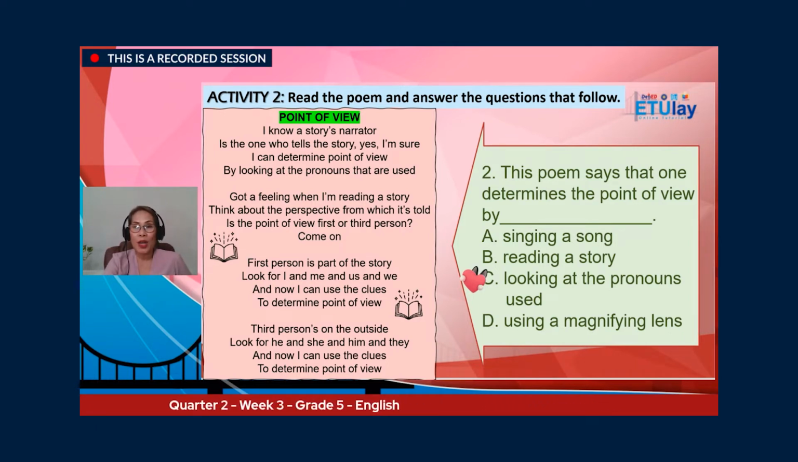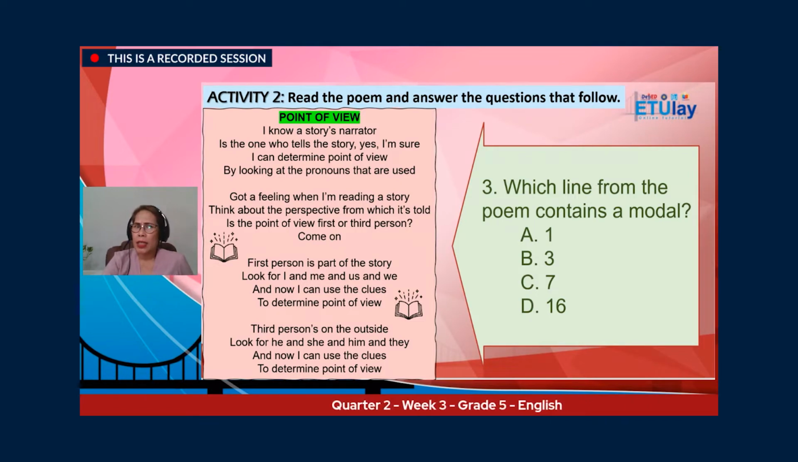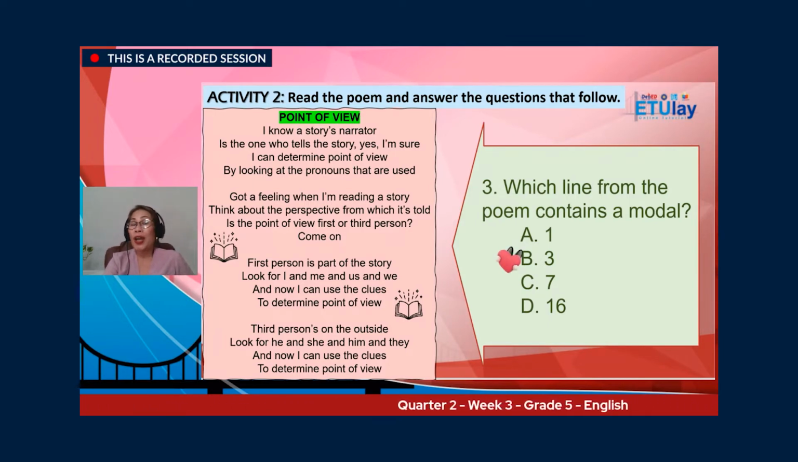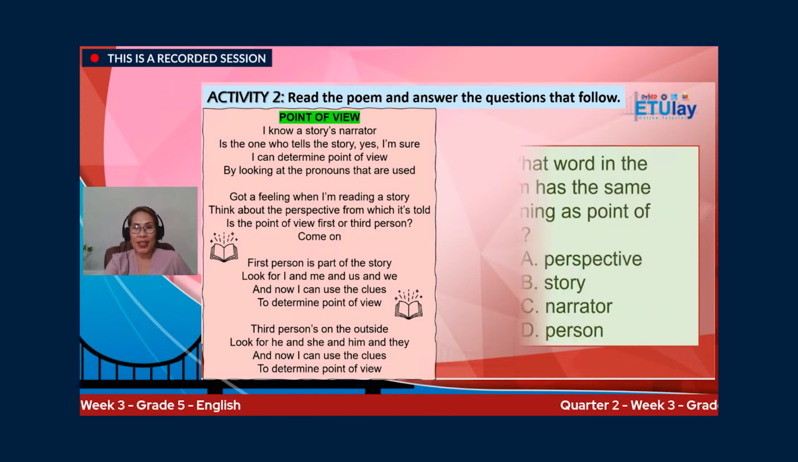Let's try to have number three question. Which line from the poem contains a model? Is it A, line 1, B, line 3, C, line 7, or is it D, line 16? Superb! Yes, it's letter B. It's on the third line or line 3. Now let's have number 4 question.